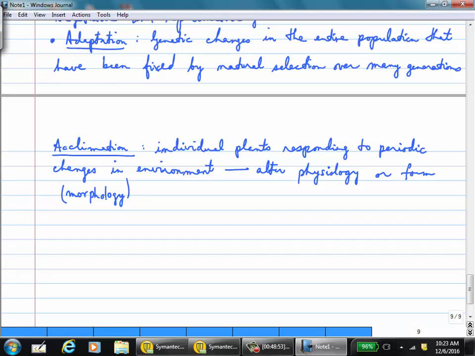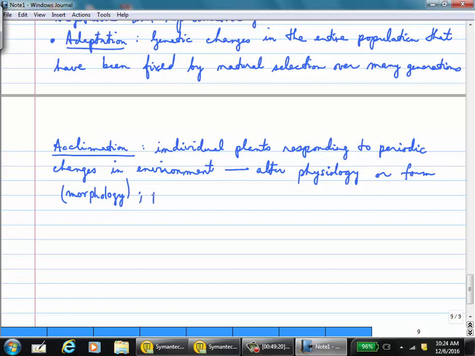Like if you have a plant that is growing in a very hot area with a lot of sunlight, it might end up producing leaves with smaller surface area, just in order to survive. So that would be an example of an acclimation response. Individual plants responding to periodic changes in environment. They will alter either the physiology of the plant or form, that is morphology, that's the change in the leaf that I was talking about.